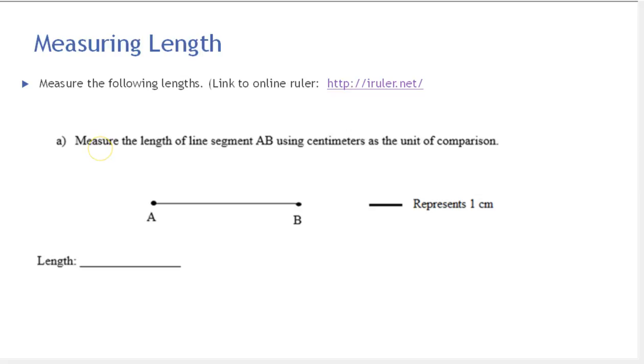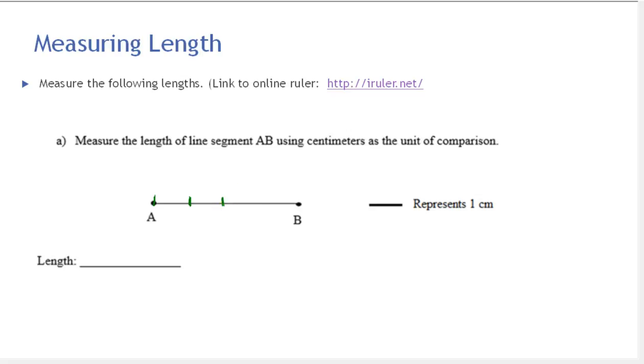So that being said, we're going to measure the length of the line segment AB using centimeters as a unit of comparison. So I'm letting this distance right here represent 1 centimeter. Now I've made my own ruler, a little piece of paper that I'm going to use to cut off segments of 1 centimeter. So starting at A, this is where 1 centimeter ends based on my ruler. You should make your own, or if you have one, even better.